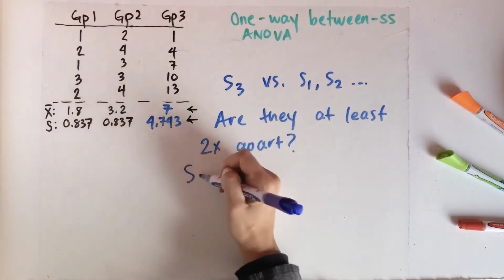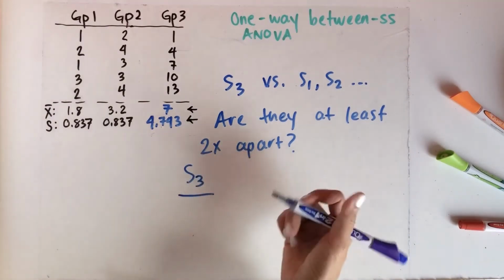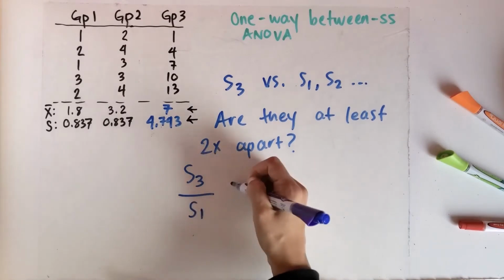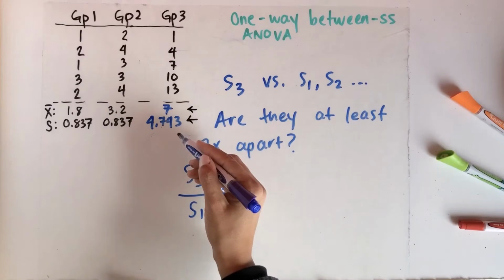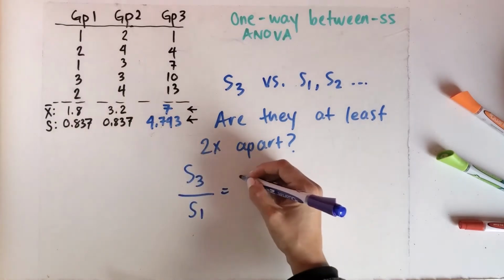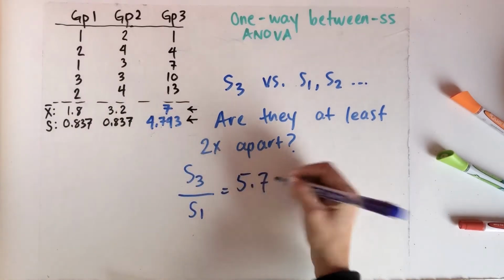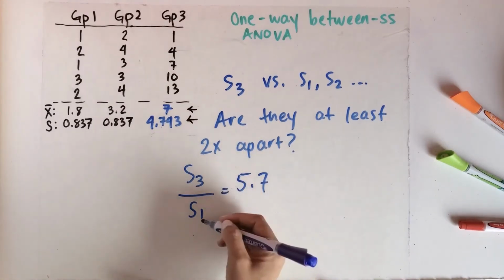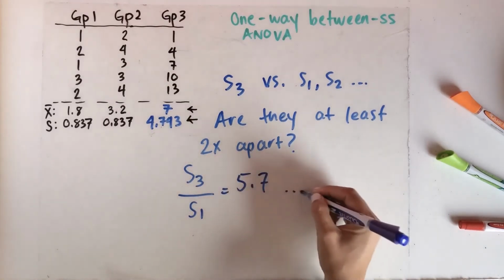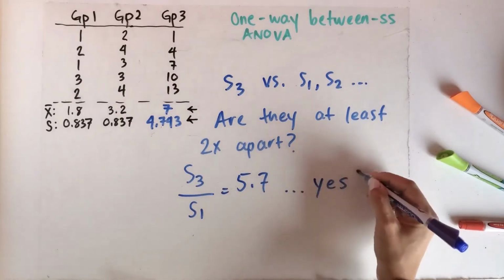For example, we could divide S3, the bigger standard deviation, by S1, and we would end up getting 4.743 divided by 0.837, which gives us around 5.7. So S3 is 5.7-ish times S1. So, I mean, yes, indeed.